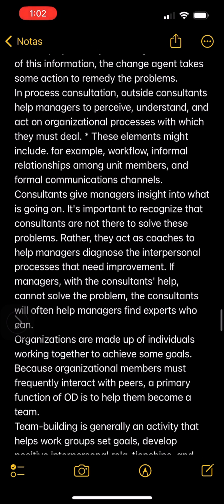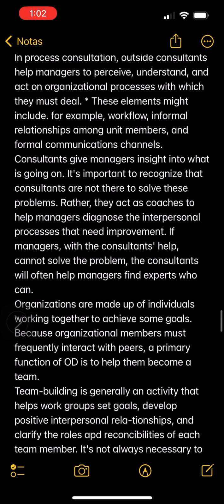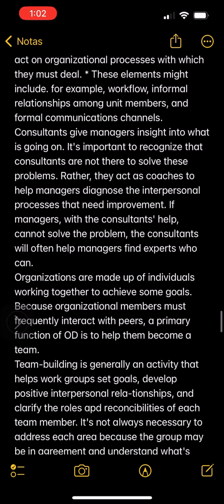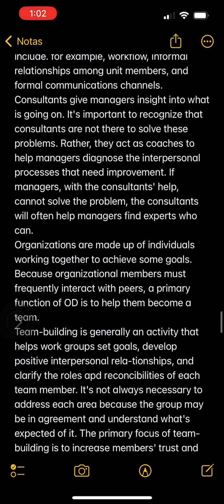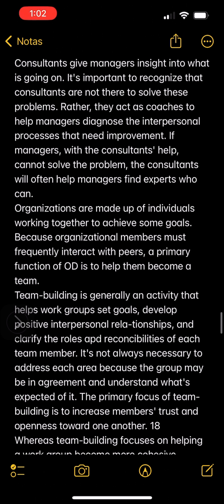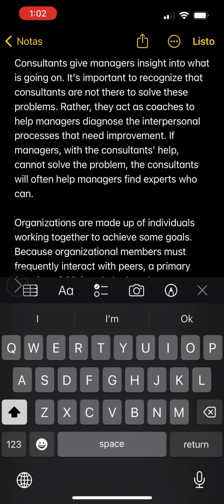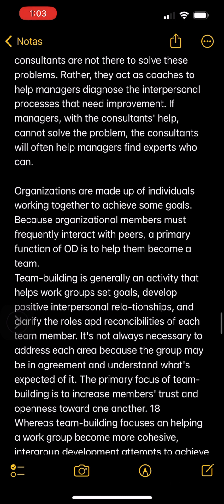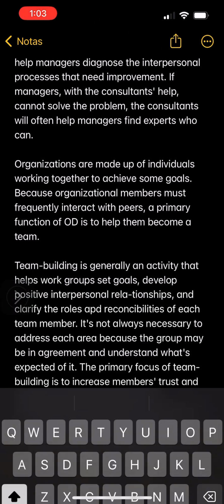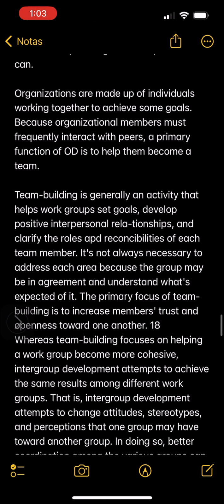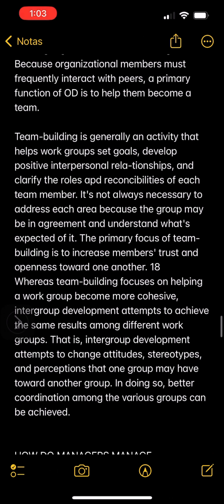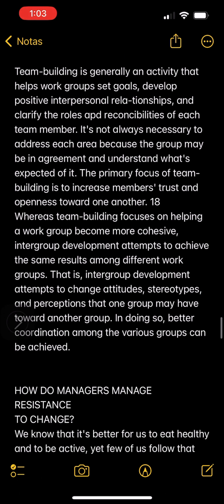In process consultation, outside consultants help managers to perceive, understand, and act on organizational processes with which they must deal. These elements might include, for example, workflow, informal relationships among unit members, and formal communications channels. Consultants give managers insight into what is going on. It's important to recognize that consultants are not there to solve these problems. Rather, they act as coaches to help managers diagnose the interpersonal processes that need improvement. If managers, with the consultants' help, cannot solve the problem, the consultants will often help managers find experts who can.